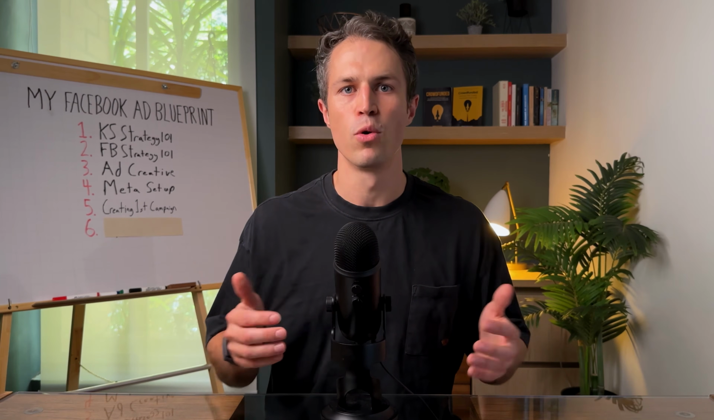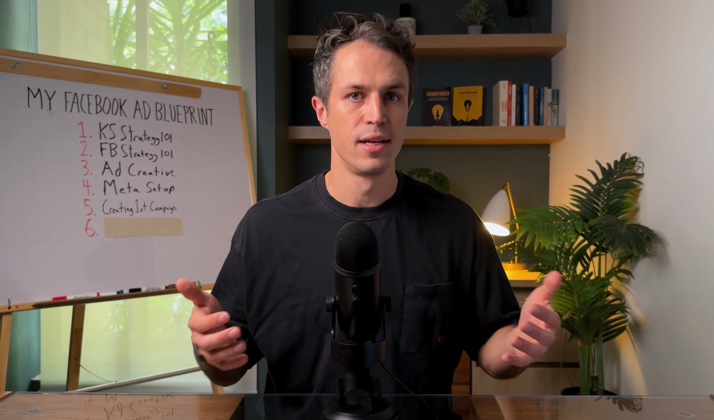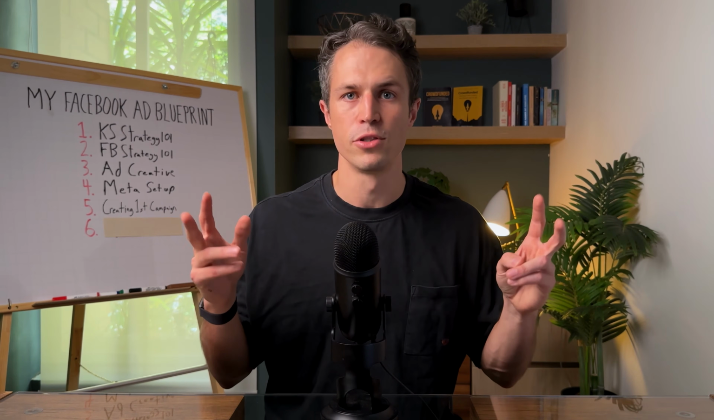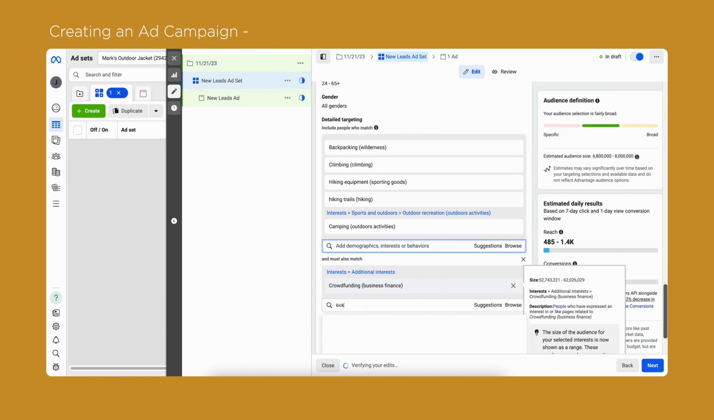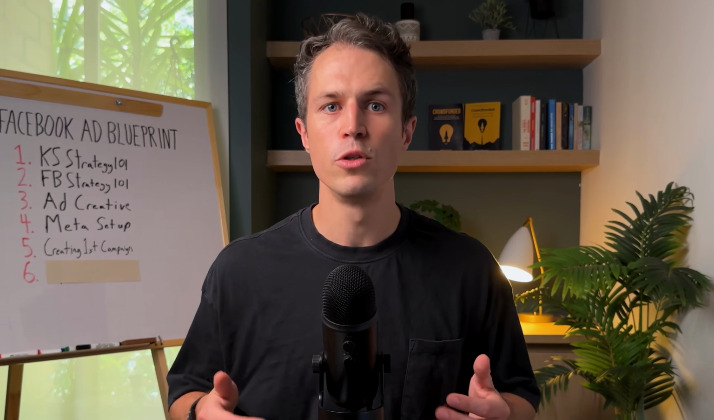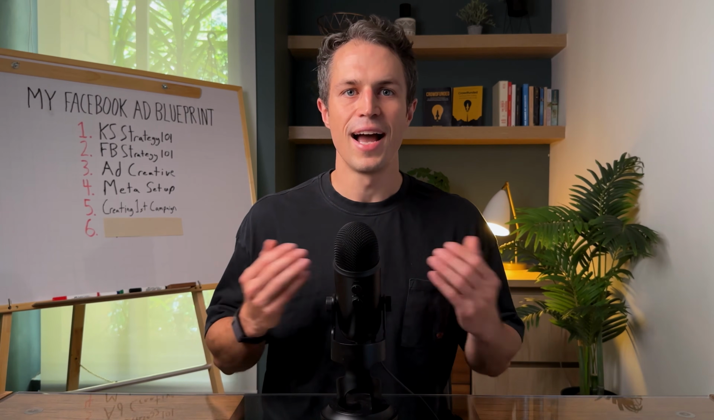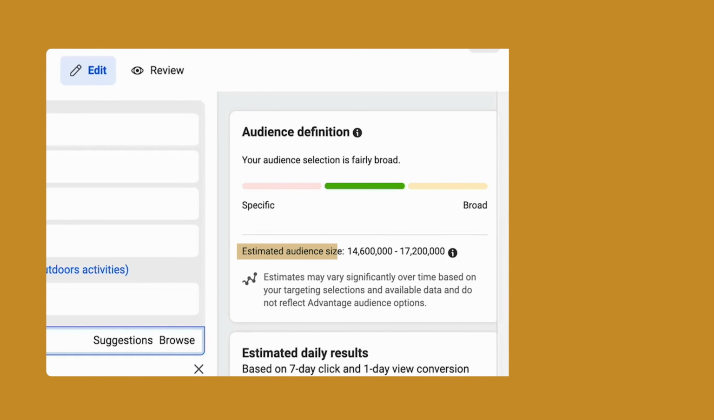Here's a very important tip. You can further narrow your audiences by more interests. This is where it says must also match. I almost always recommend you put crowdfunding, Kickstarter, and Indiegogo here. This will make sure that the audience you're targeting has heard of these websites before, which will only make them more qualified. Ideally, your audience size should be around 5 to 15 million people. So we're good here and can now move on.